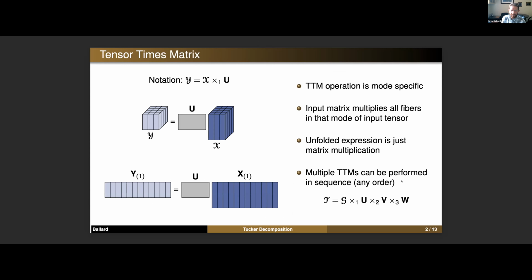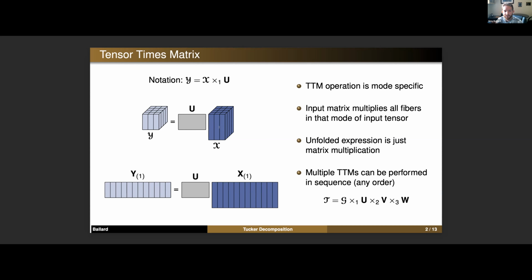This tensor times matrix, or TTM, operation is mode specific. In this example, I'm thinking of multiplying in the first mode. So I'm doing a tensor times a matrix, in the first mode. What this corresponds to is taking this matrix and applying it to all of my mode 1 fibers in the input tensor. I take my matrix U and do a matrix-vector product with each of the fibers. My output is also a vector, and those become the mode 1 fibers in my output. Matrix times a bunch of vectors sounds like matrix multiplication, and that's because it is.